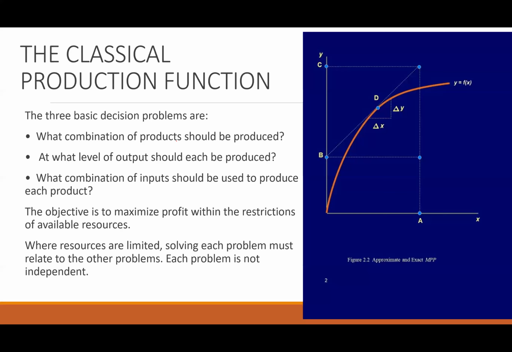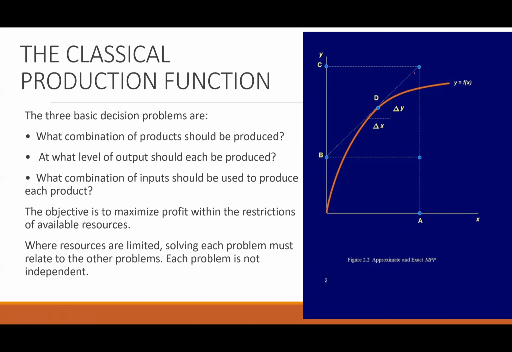What combination of inputs should be used to produce each product or each output? The objective I talked about earlier is profit maximization. It's not always the case, but we assume that. Where resources are limiting, solving each problem must relate to the other problems. So each problem is not independent, but we try to make it independent by keeping all the other variables fixed.